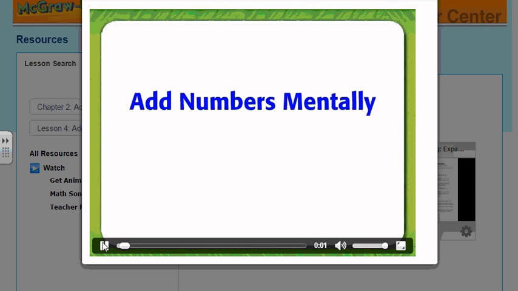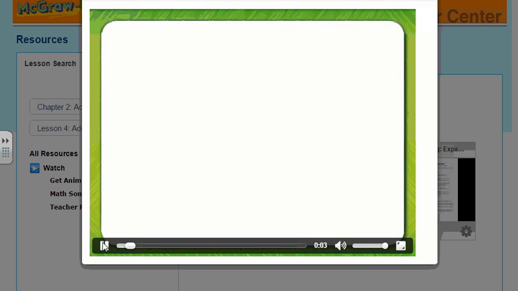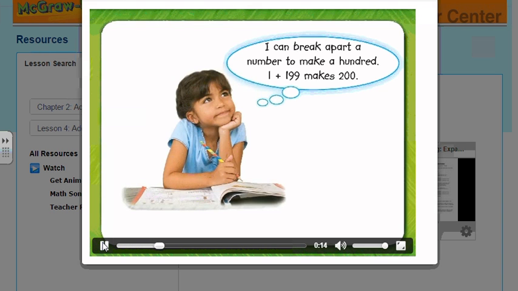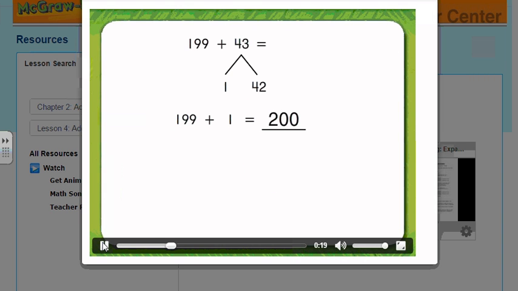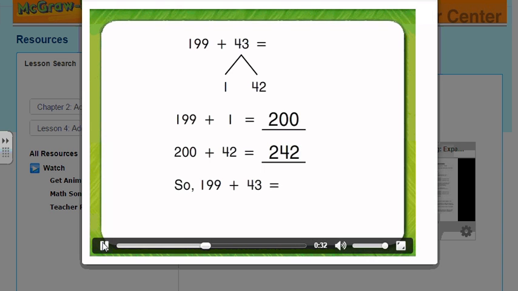Add numbers mentally. You can make 100 to help you add mentally. Find 199 plus 43. I can break apart a number to make 100. 1 plus 199 makes 200. 200 plus 42 equals 242. So 199 plus 43 equals 242.